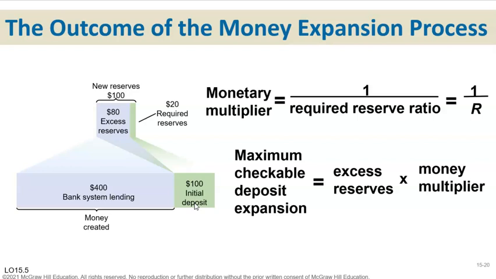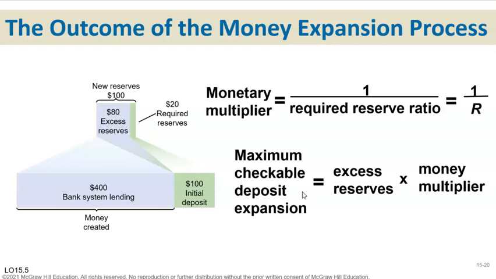So the formula you need to solve is right here. You're just going to take the excess reserves or the change in reserves. A lot of times they'll just tell you there's a little bit more in reserves, like in our example, reserves went up by $100. Just multiply that by your money multiplier and you will get the change in the money supply. This is officially called the maximum checkable deposit expansion, but that means the same thing.